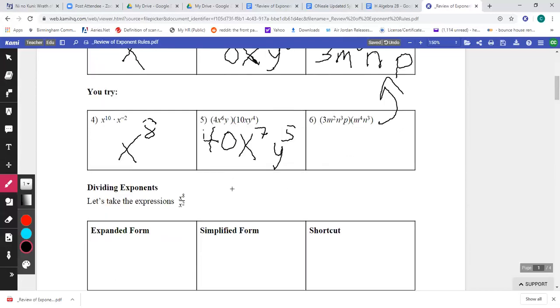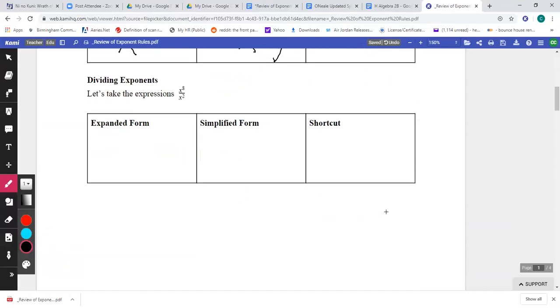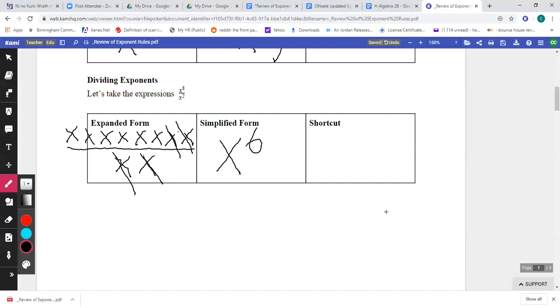Okay, so let's go to the dividing exponents. Let's take the expression x to the eighth over x squared. Well, if I have expanded form, what I really have is eight x's on top, 2 x's on the bottom. Well, remember that if I have the same thing over each other, it just divides to 1. So I could cancel one of the x's out. I could cancel another of the x's out. And what I'm left with is I'm left with 6 x's.